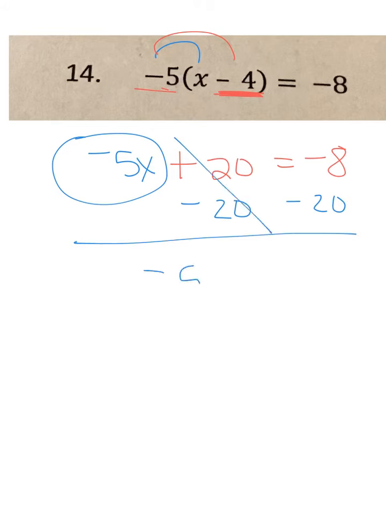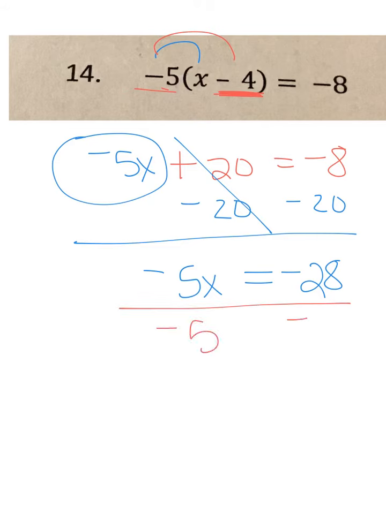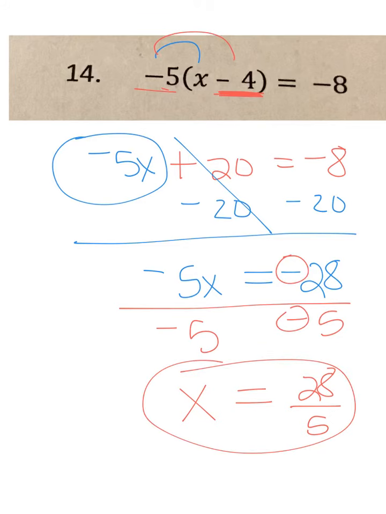I'm left with negative 5x equals negative 8 and negative 20, all negatives, so negative 28. Okay, negative 5 times x, so I'm going to divide both sides by negative 5. On the right-hand side, 28 and 5 don't simplify, and two negatives make a positive. So the answer is 28/5.